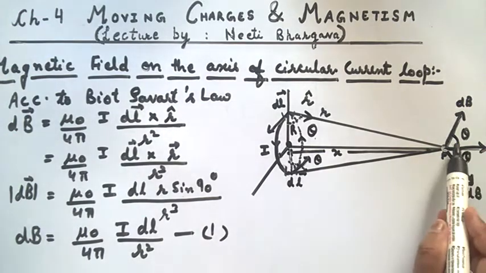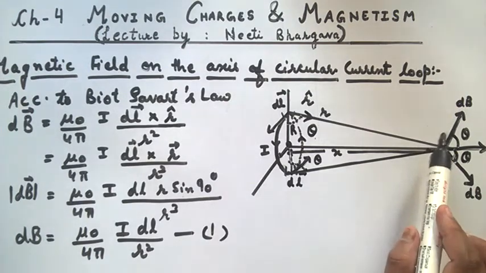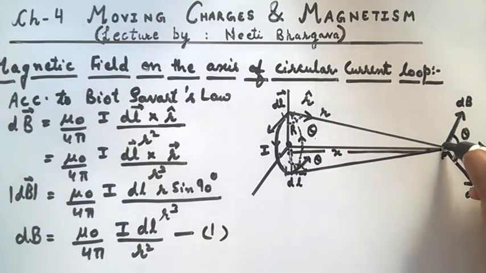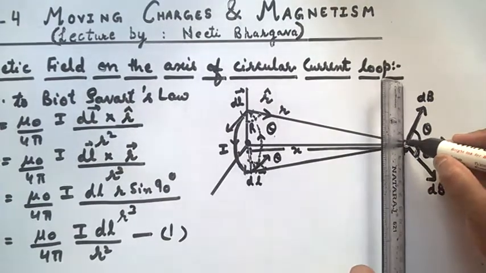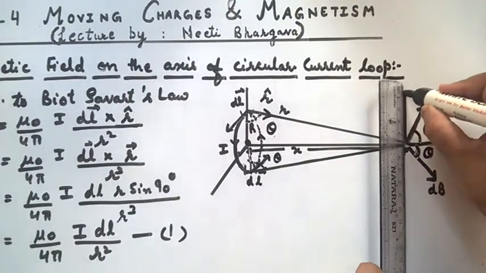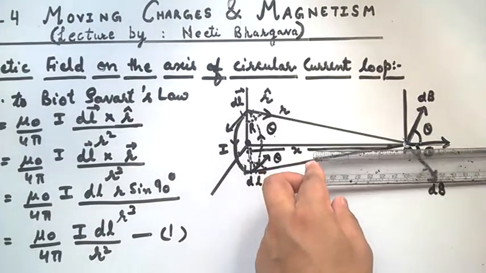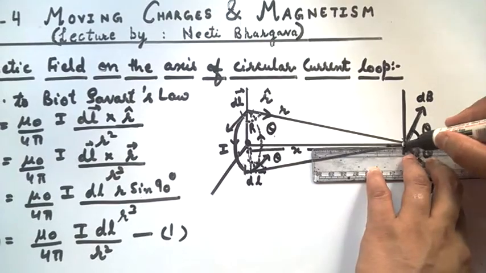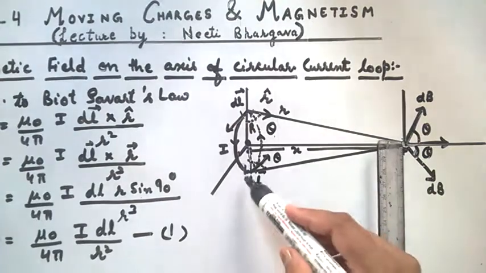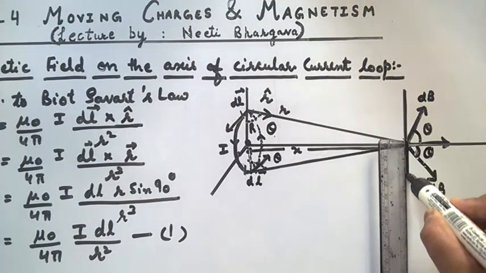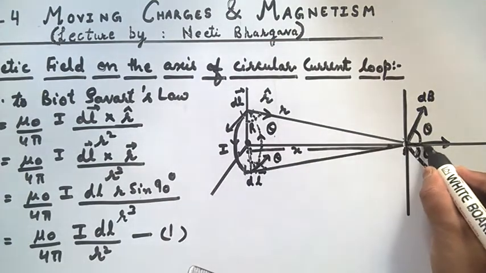Now resolve this dB vector into two rectangular components, which are dB perpendicular and dB parallel, because of this dl element: the perpendicular component as well as the parallel component.